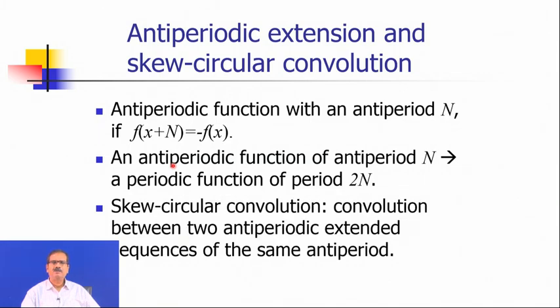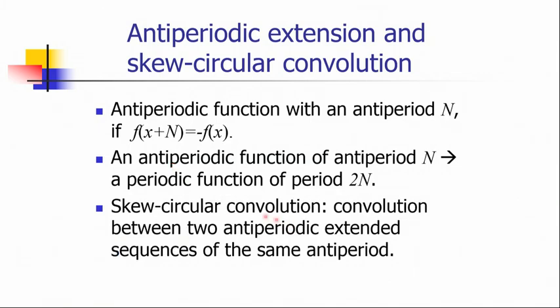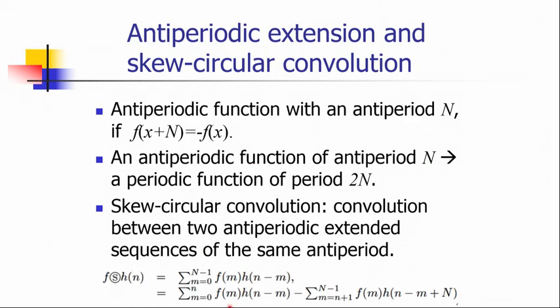So, skew circular convolution is defined with respect to these periodic values, or we can say these antiperiodic extensions, because we will again be observing the convolved output only in the functional observation window of the original sequence. So, a skew circular convolution is defined in this form. You take the convolution again from the linear convolution definition itself, but you apply the properties of antiperiodic extension, then you will get this expression.